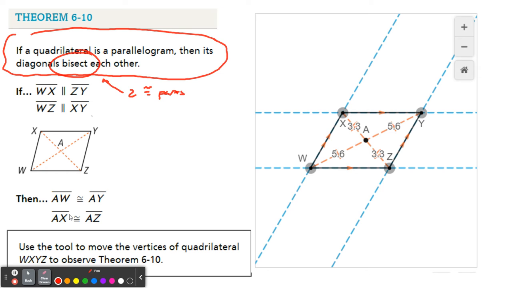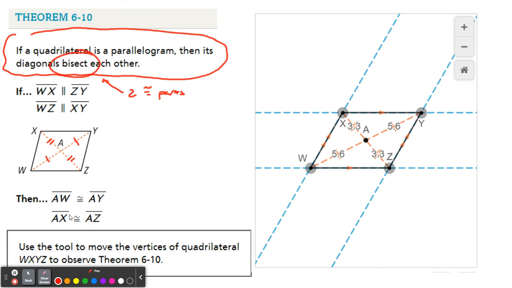So in this picture here, we have a parallelogram. Opposite sides are parallel. So what this means is segment WY and segment XZ bisect each other. So AW is going to be congruent to AY. And then AX is going to be congruent to AZ.